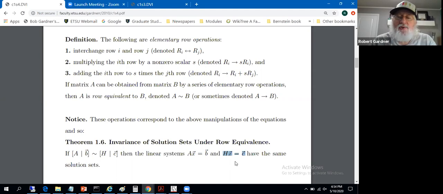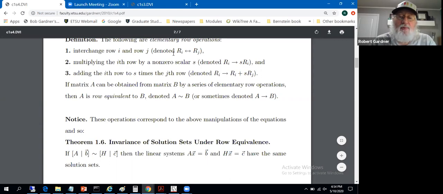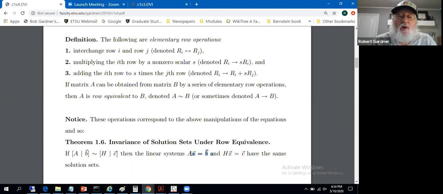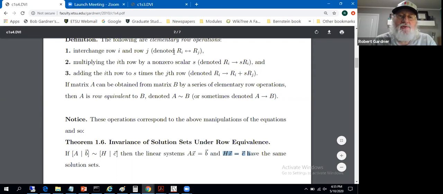But the big picture is, you do these things, these three elementary row operations, these two systems of equations will have the same solution sets. So the plan is to take a system of equations that's hard to solve and change it into a system of equations that's easy to solve. So we won't just blindly do these row operations. We'll do these row operations with a specific agenda. That agenda being making a nice system of equations that we can solve.